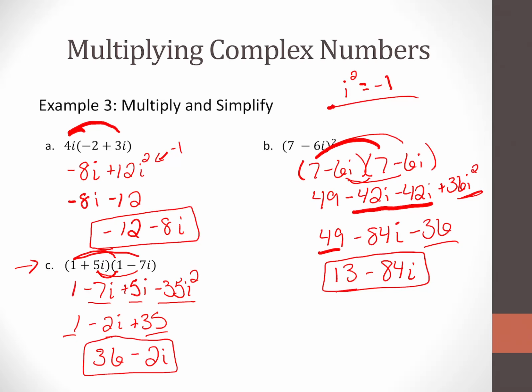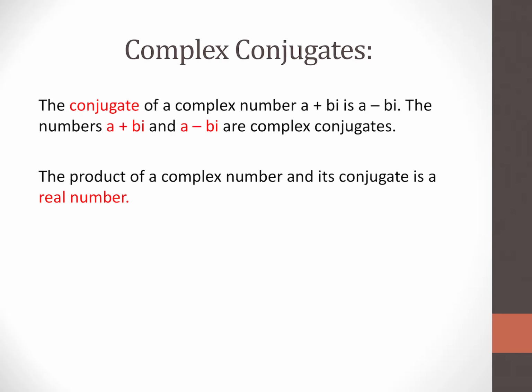So there is multiplying. Next, we're going to look at complex conjugates, which is kind of like we've talked about conjugates with our radicals. We also have them with our i's. So a conjugate, if we have a plus bi, the conjugate is a minus bi. Remember, conjugates mean this middle sign changes. So if we have a plus bi and a minus bi, they're called complex conjugates. Complex just because they have an i in them. So the product, if we multiply a complex number and its conjugate together, we get just a whole number.